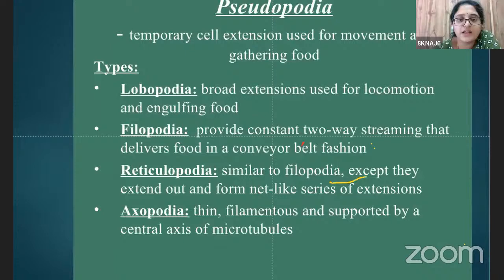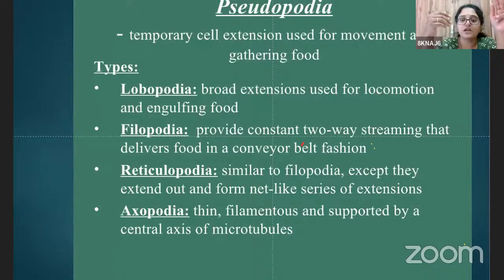Before that, what are pseudopodia? It is a temporary cell extension, which is used for movement or locomotion and for gathering the food. And there are different types of pseudopodia. They include the lobopodia, filopodia, reticulopodia, axopodia. Lobopodia is like broad extensions. These pseudopodia form and they are quite broad in nature. It's not narrow. This is used for locomotion and for engulfing food. Filopodia is like a streaming which helps in delivering the food.